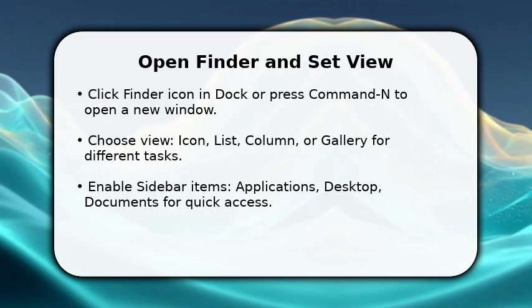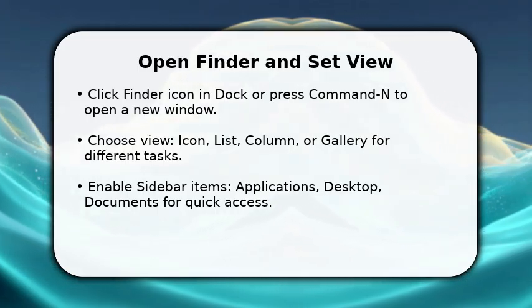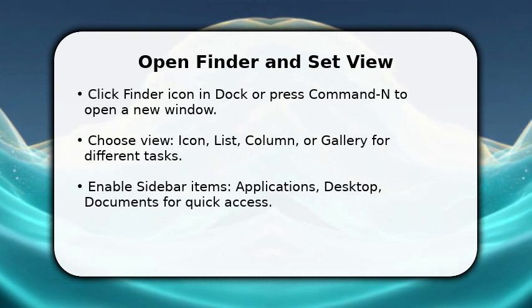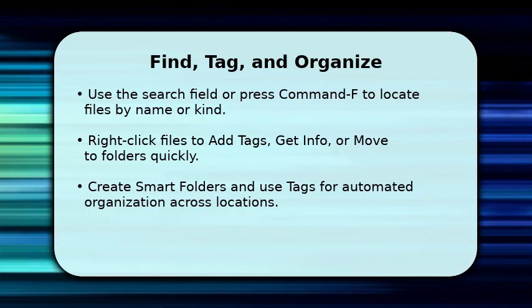Now that the view and sidebar are set, move to locating and organizing files. You'll now locate and categorize items. Press Command-F or use the search field and refine by kind, date, or name so results are precise. Once you find files, right-click to add tags, get info for details, or move them to target folders.